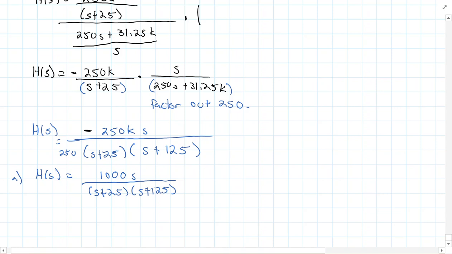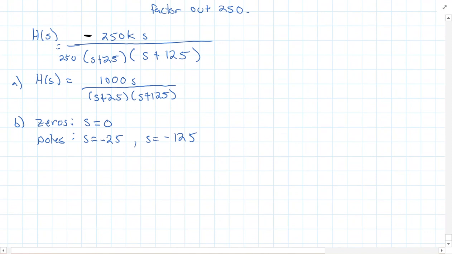Now part A is where all the work is. Part B, computing the zeros and poles, should be trivial. You should be able to just look at your transfer function. If you've done all your work correctly, you should be able to look at your transfer function and just write those answers down. So the zeros, well, there's only one. It's S equals 0. And the poles, there are two. S equals negative 25 and S equals negative 125.